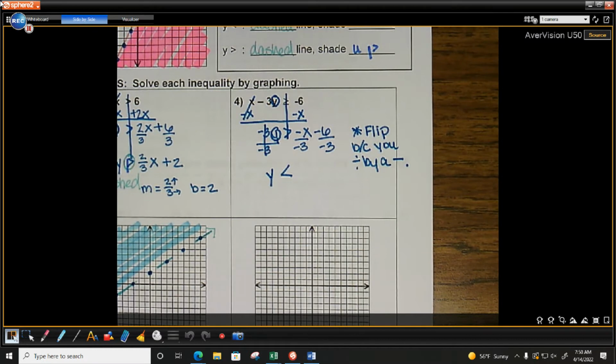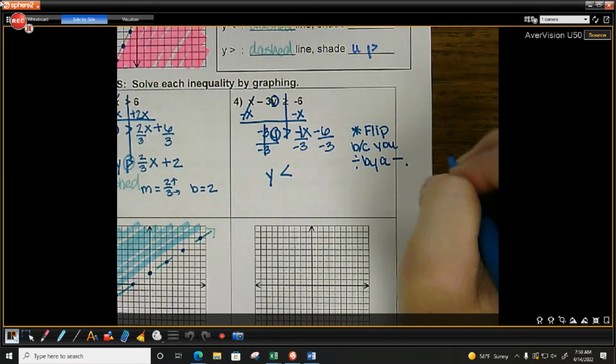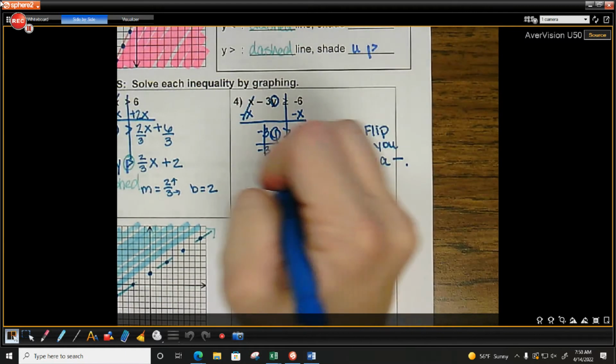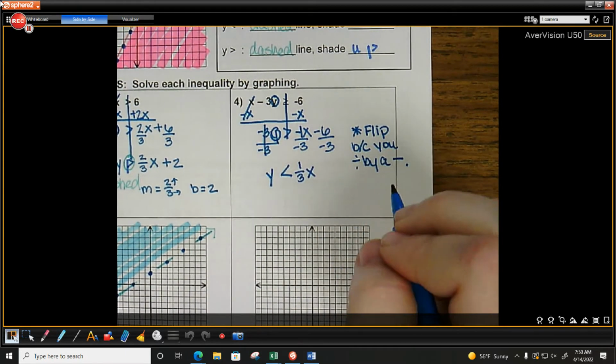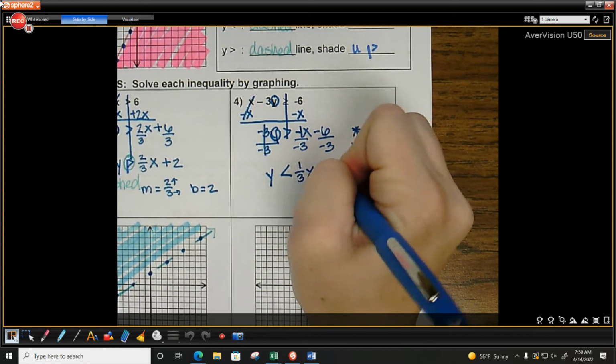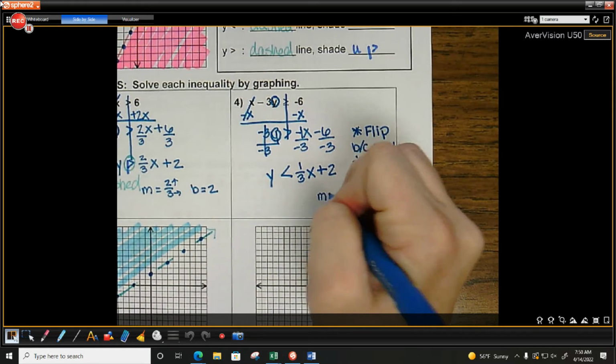What's negative x over negative 3 become? A negative over a negative is positive. X doesn't have a coefficient, so it's an understood 1. So what's that? Positive 1/3 x. And what's negative 6 over negative 3? Plus 2. So now, are we in y equals mx plus b? What's my m? 1/3. What's my b?